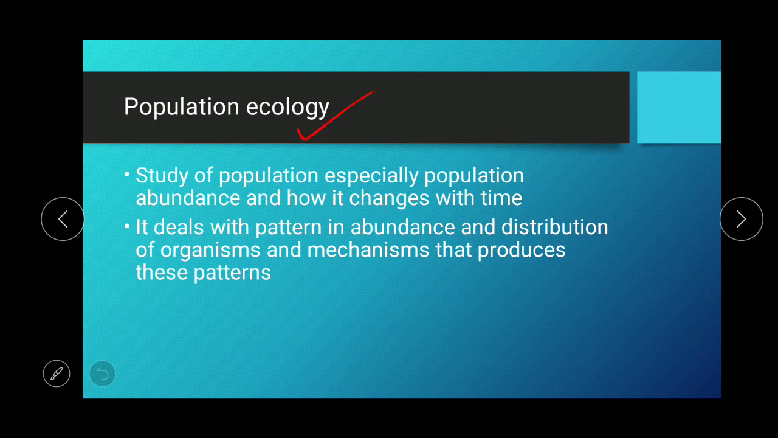Now population ecology. What is the meaning of the term population ecology? It is the study of population, especially population abundance. Population ecology is the branch of science that deals with the study of population, and mainly it deals with population abundance and how it changes with time. It also deals with the pattern in abundance. That is, some places may be highly populated and some places may be less populated. So these are the patterns in abundance, and also the distribution of organisms, how the organisms are distributed in that particular habitat, and the mechanism.